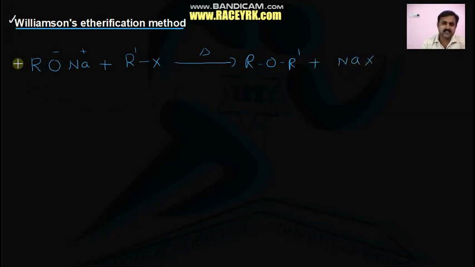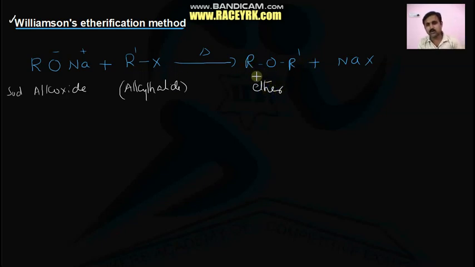In this reaction, whatever RONa we have taken is called sodium alkoxide. This is the alkyl halide, and this is the ether. If you take the same type of alkyl groups, it will be a symmetrical ether. Different alkyl groups will give an unsymmetrical ether. So this is the ether formation.